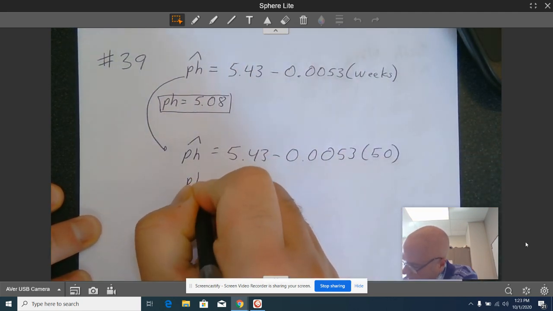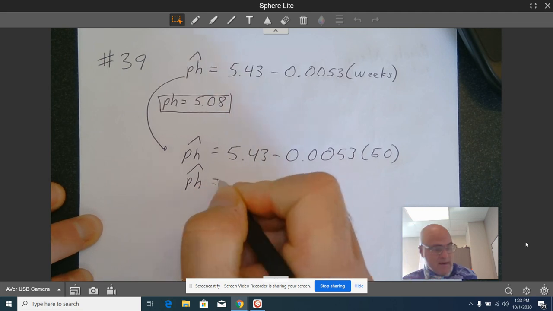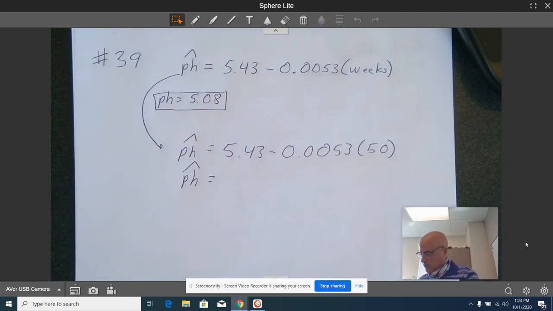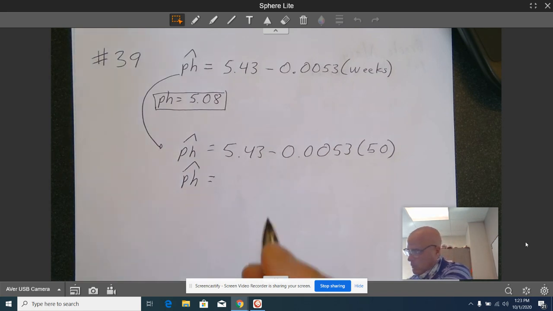So then pH hat equals, get my calculator out. You don't need to see that. 5.43 minus 0.0053 times 50 equals, and I get 5.165.